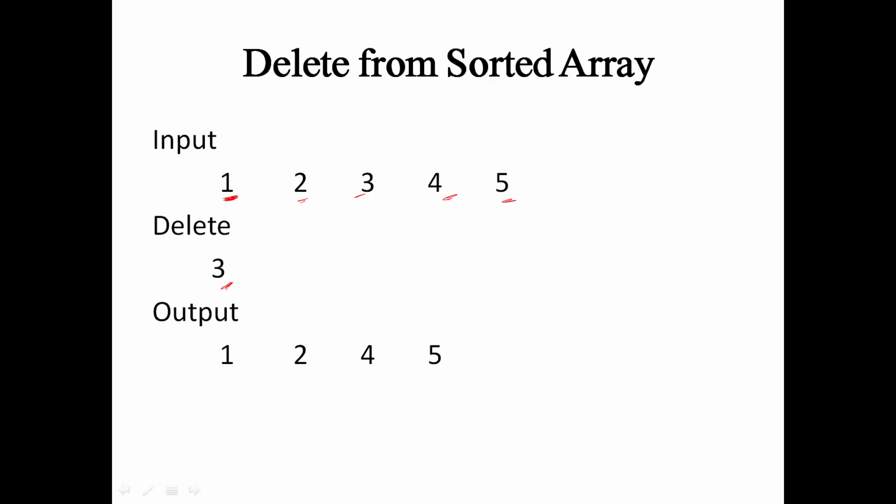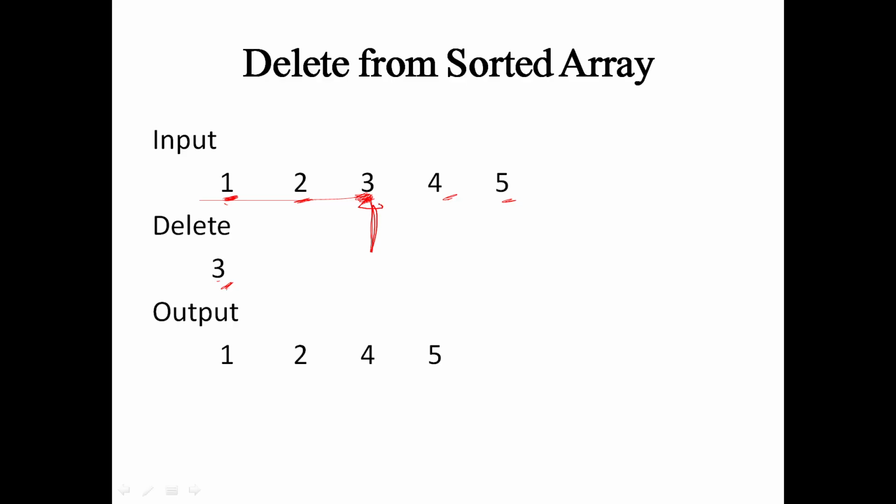So I think you might know linear search. You compare starting from the first element. Is the first element equal to 3? No. Then go to the next element. Compare the next element. Is it equal to 3? No. Then check the next element. Is it equal to 3? Yes. So this is the element that you wanted to delete.